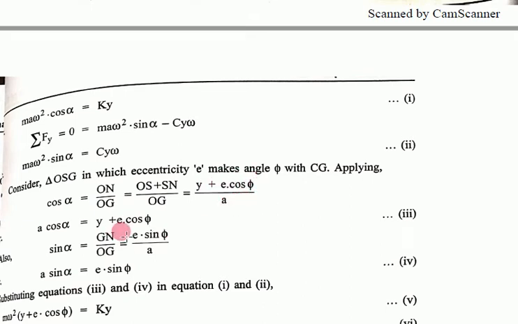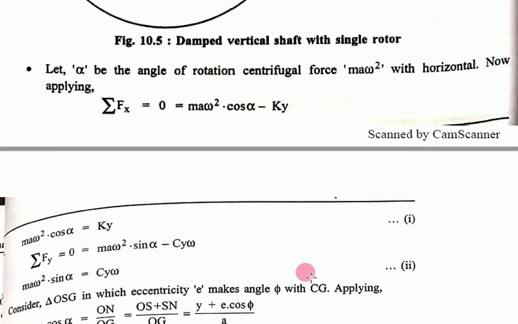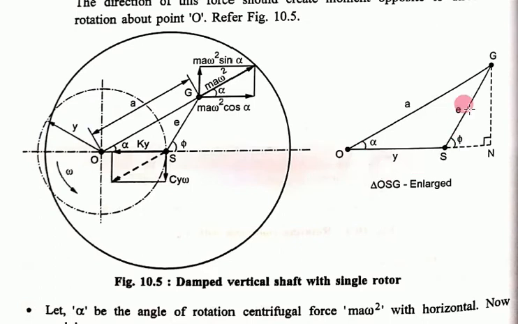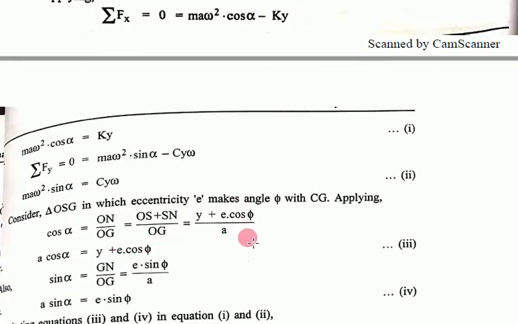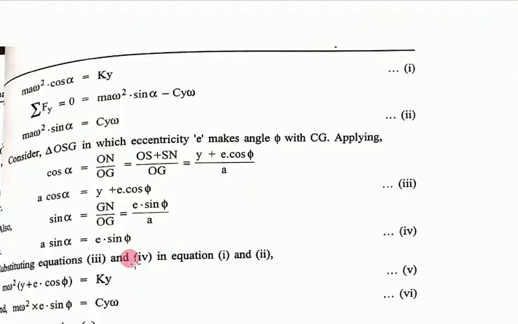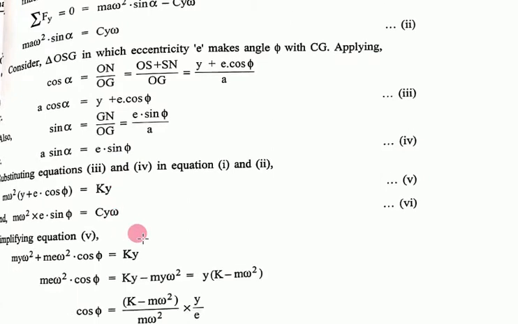Okay, so here A, if A comes to this side, so A cos alpha is equal to y plus e cos phi. Now same way sin alpha, so Gn upon OG, and Gn is equal to e sin phi. So Gn upon OG, so Gn is equal to e sin phi, and OG, that is A. So here you can say A sin alpha is equal to e sin phi.